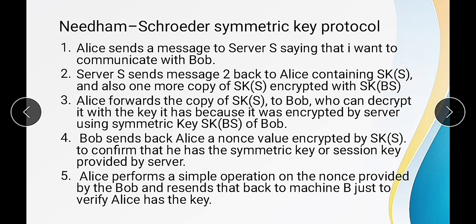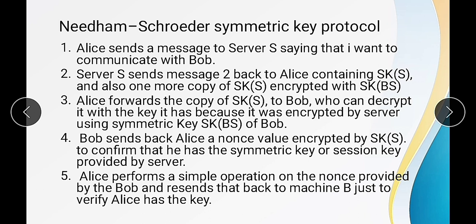Now here Bob is using a nonce. What is a nonce? It is nothing but an arbitrary number that is used with the message. We can say that it is packed with the message. So by using this nonce, Bob wants to confirm that Alice is the actual sender, and for that he is sending her a nonce.